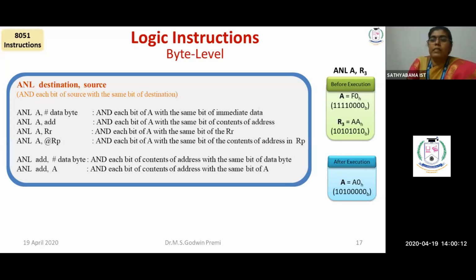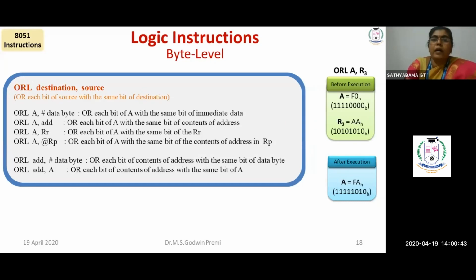10101010, this is present in the R3. These two are ANDed. So when we AND, what we have got? 1, next bit is 0, again 1, 0, then all these bits are 0. So we have got the result as A0. This is the normal bit by bit AND. So all the 8 bits are ANDed. This is the ANL operation. Here all the 8 bits are logically ANDed. That's why it is called as the byte level operation.